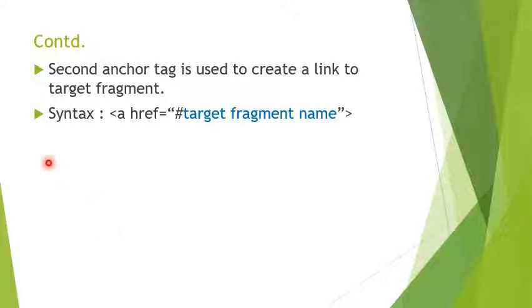Then we use another anchor tag. It is used to create a link to the target fragment. So here in the href, hyperlink reference, we will mention hash and the target fragment name, whichever we give. For example, we have taken an image of milk in our program. So we have given the target fragment name milk and we have given its reference over here as hash milk.